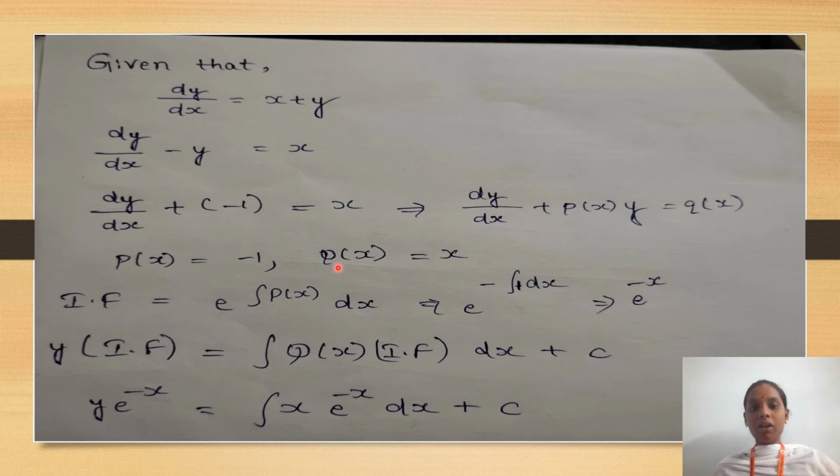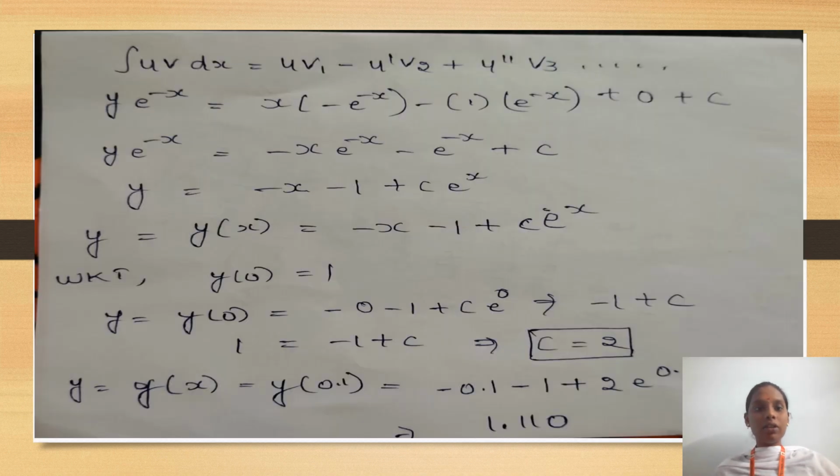We already know the integral formula. In place of p we put the value minus 1, so we get e power minus x. So y times the integral formula is the integral of q of x into the integrating factor dx plus c. By substituting all values and using the UV rule, which we already know, we get the answer y is equal to minus x minus 1 plus c into e power x.